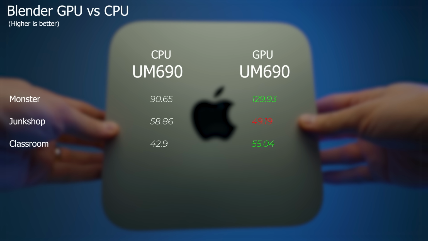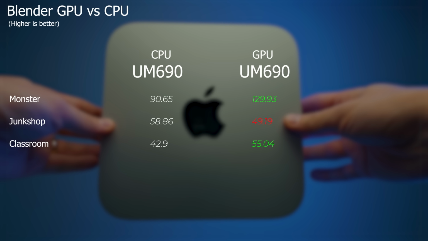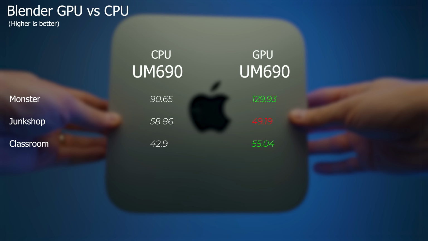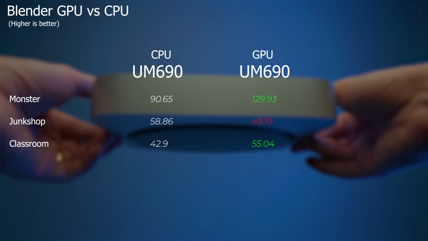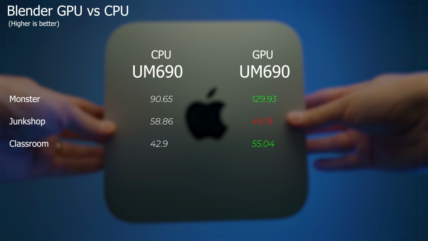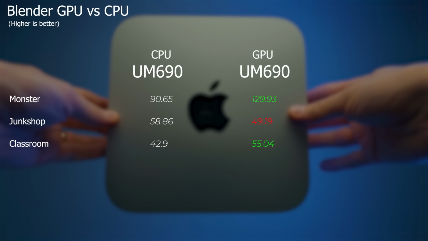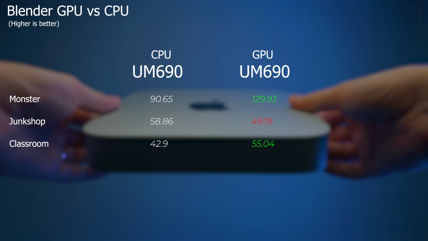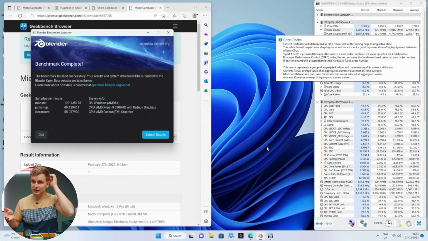because I didn't think it's actually going to be beneficial to run it on the GPU, on the integrated GPU there. But as you can see, it is kind of worth it on the Monster Scene where we are faster on the GPU. The Junk Shop Scene is actually slower on the GPU than on the CPU on the UM690, and the Classroom Scene is still faster on the GPU. So depending on your scene, you might get some kind of benefit using that on the mini PC.